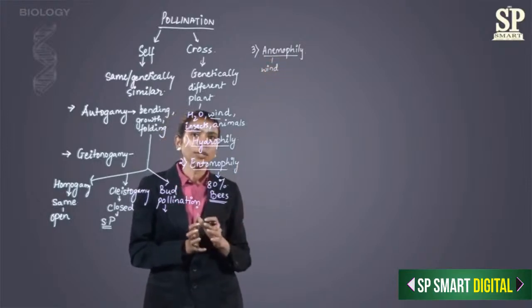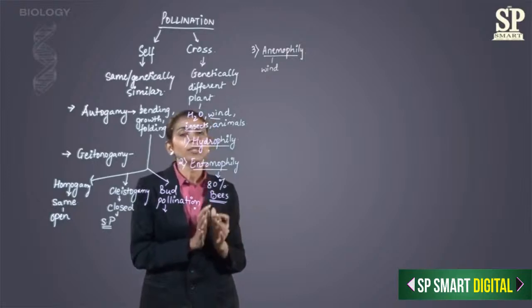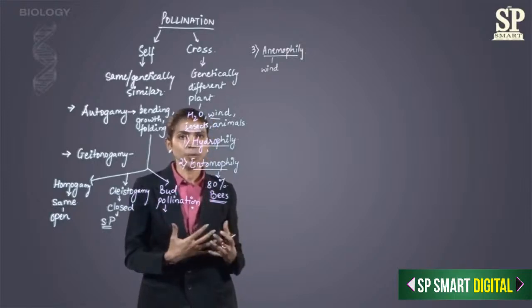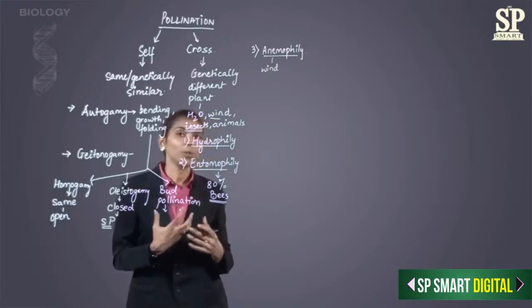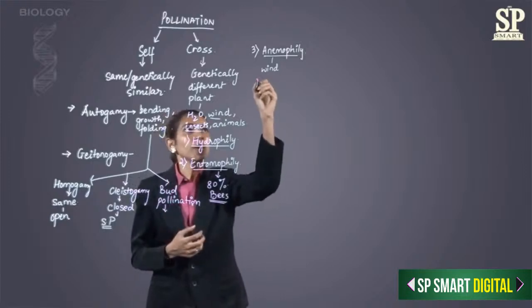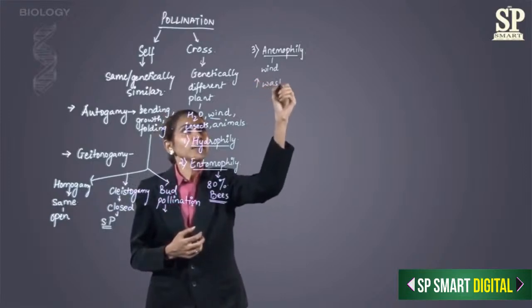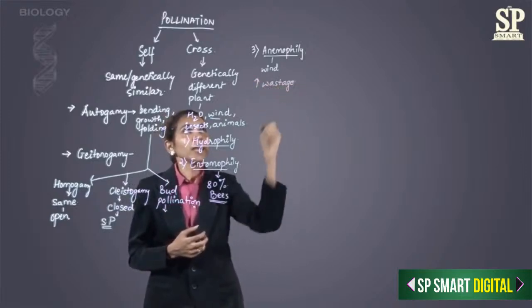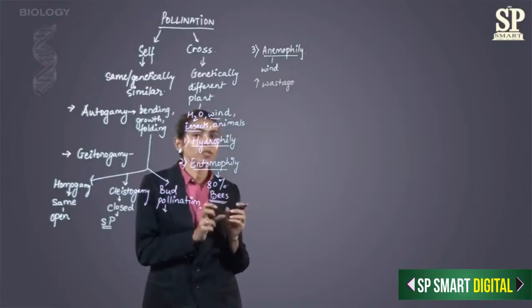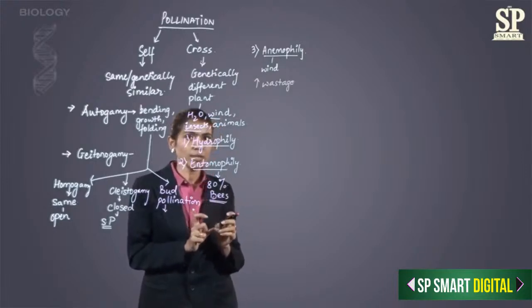Now, because pollination is occurring by the wind, the pollen grains produced will be very large in number. Since they are very large in number, there will be high wastage. So, one of the drawbacks here is that the wastage is high. And it is through wind pollination that we see the pollen allergy that takes place.